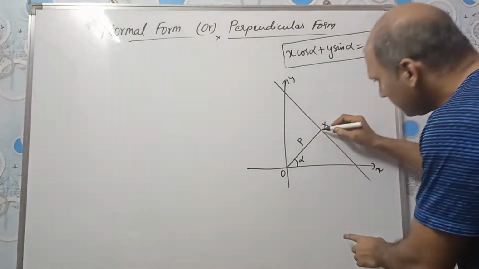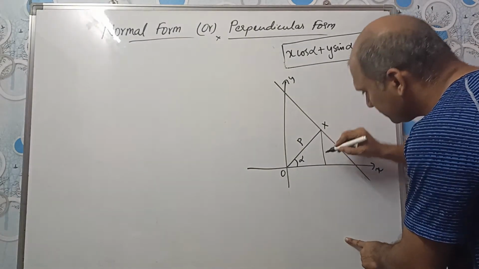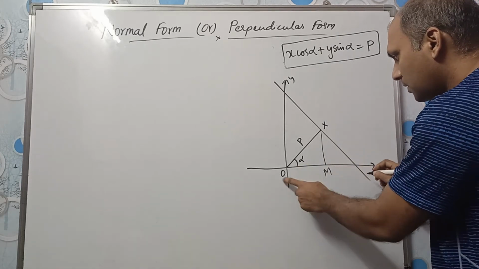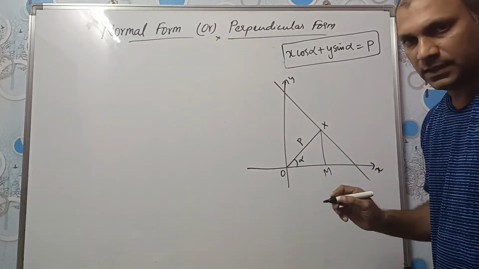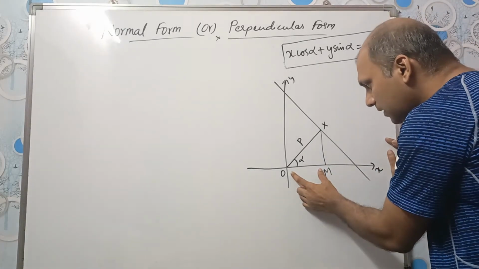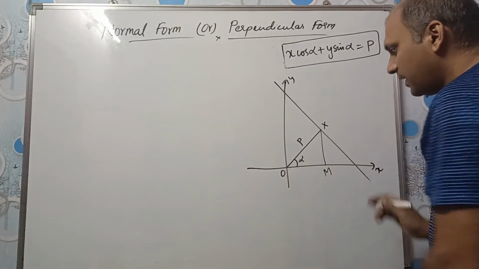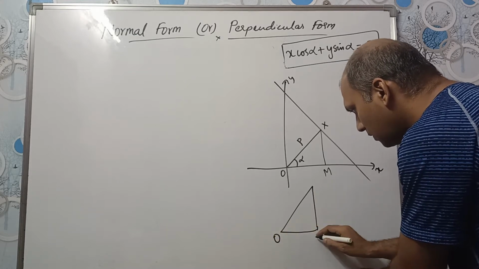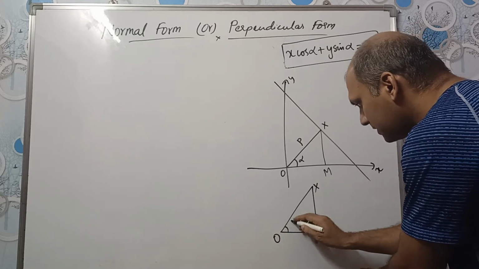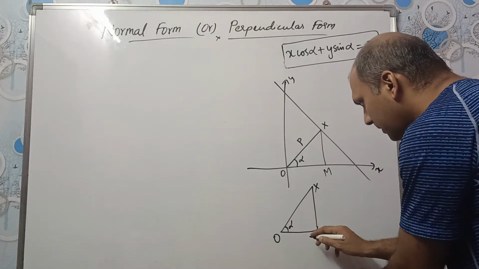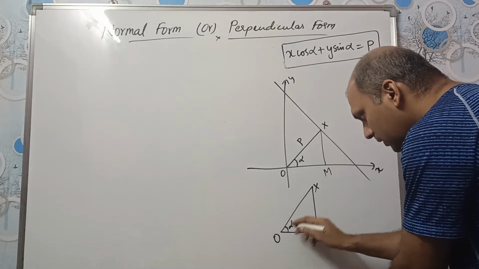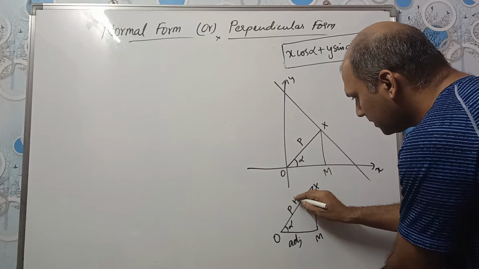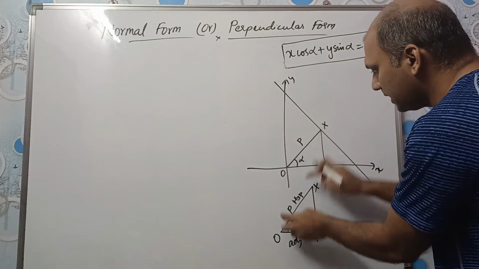Now, see, if we drop a perpendicular here, we'll have a right angle triangle, right? Let us name this as M. OMX is a right angle triangle. Okay. Can we find this value now? OM. Can we find OM? Yes. See here we have a right angle triangle, and this is O and this is M and this is X. This is alpha. We need to find OM. So in this triangle, this is the adjacent side and the hypotenuse is P. Length of the hypotenuse is P.